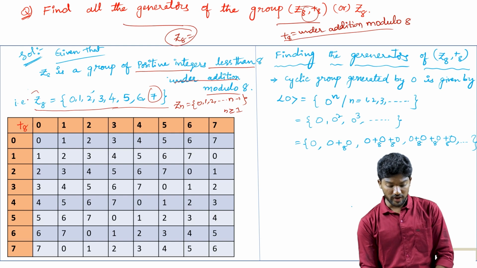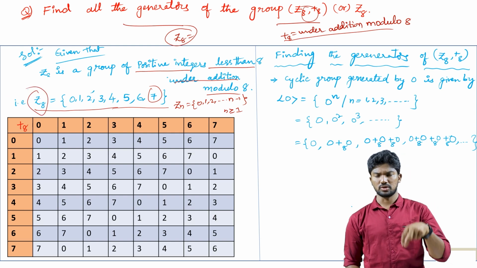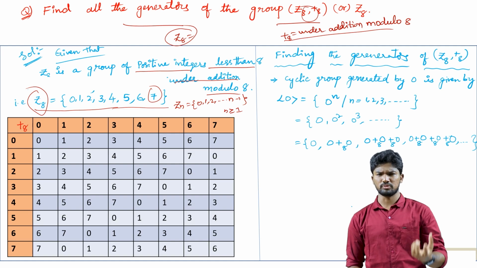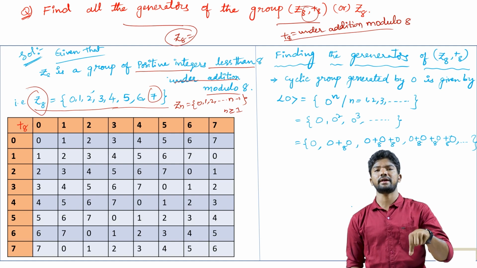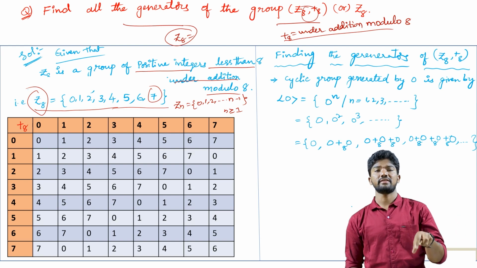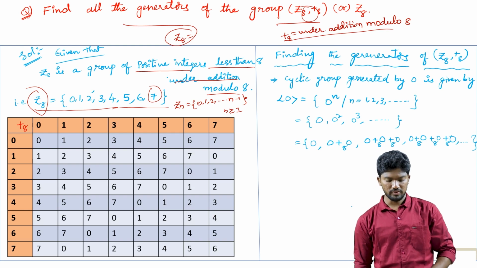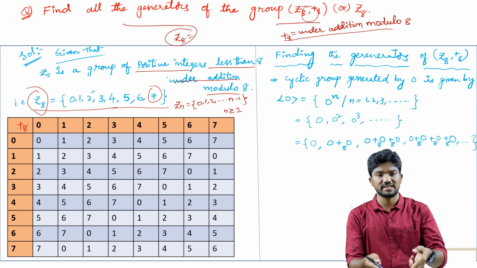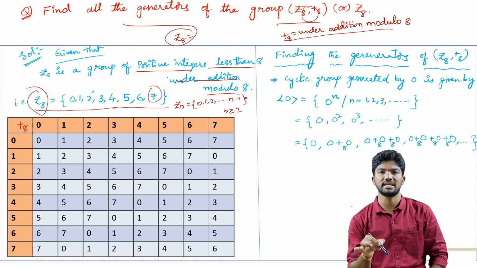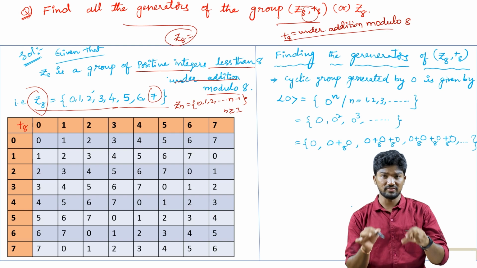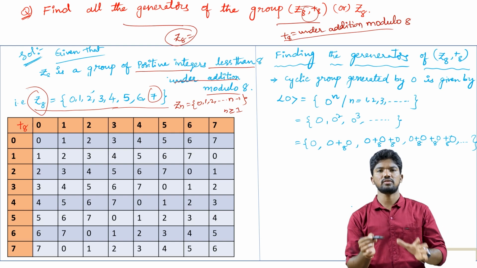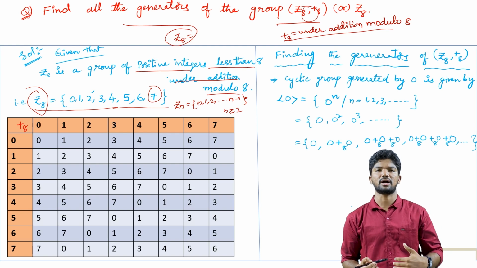Now we have to find the generators of this group. As we discussed in the introduction to the cyclic group, a generator is nothing but an element which generates the entire group. In Z_8 we have 8 elements: 0, 1, 2, 3, 4, 5, 6, 7. Out of these 8 elements, which elements generate the entire group? We have to find them with respect to addition modulo 8.